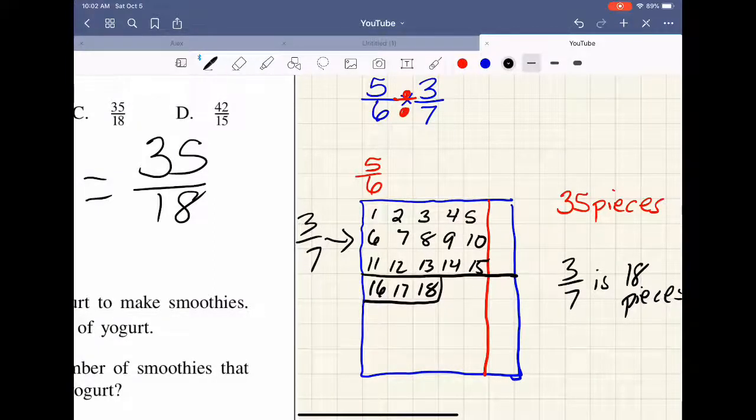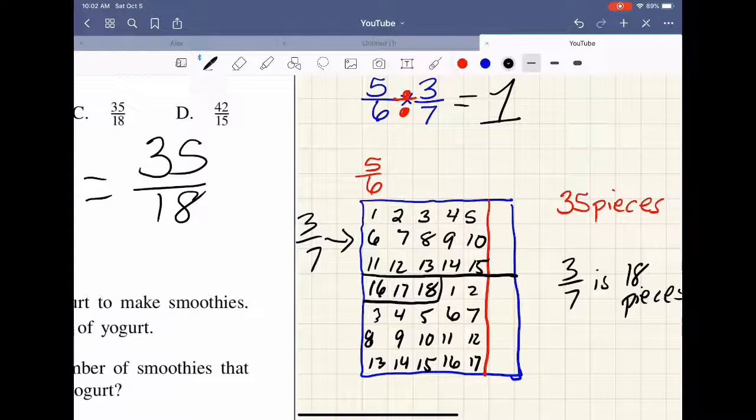And now I can do another one. I'm going to share again. 18 pieces. 1, 2, 3, 4, 5, 6, 7, 8, 9, 10, 11, 12, 13, 14, 15, 16. Oh, 17. I don't have enough for a second piece. I only have 17. So wait a minute. I had 35 pieces. I know I need 18 to make a whole, to share one of them. So I can share one whole piece. I have 18. And I only have 17 out of 18 left.